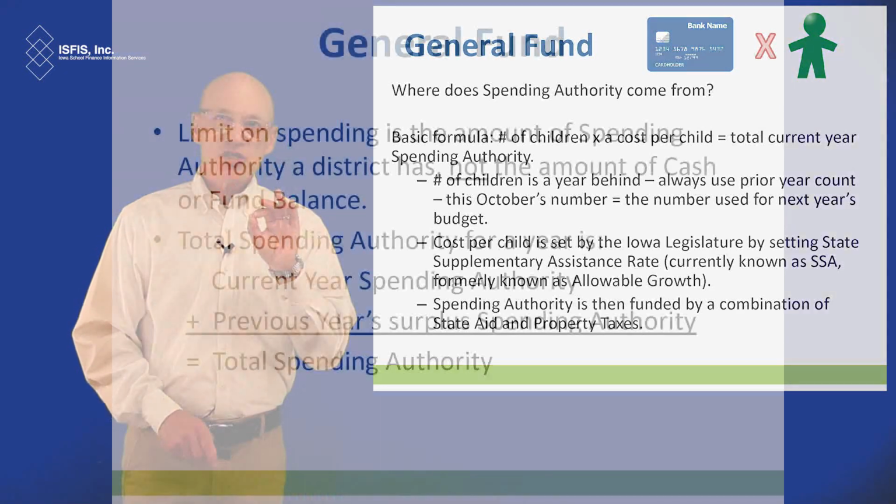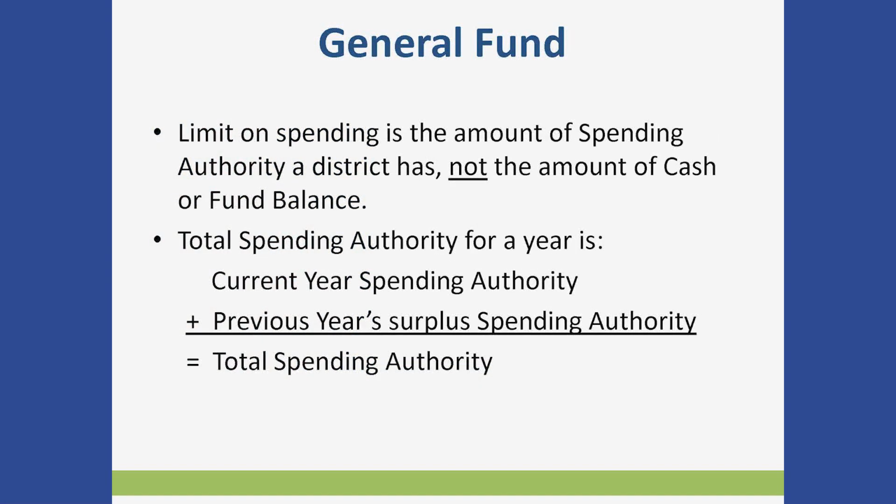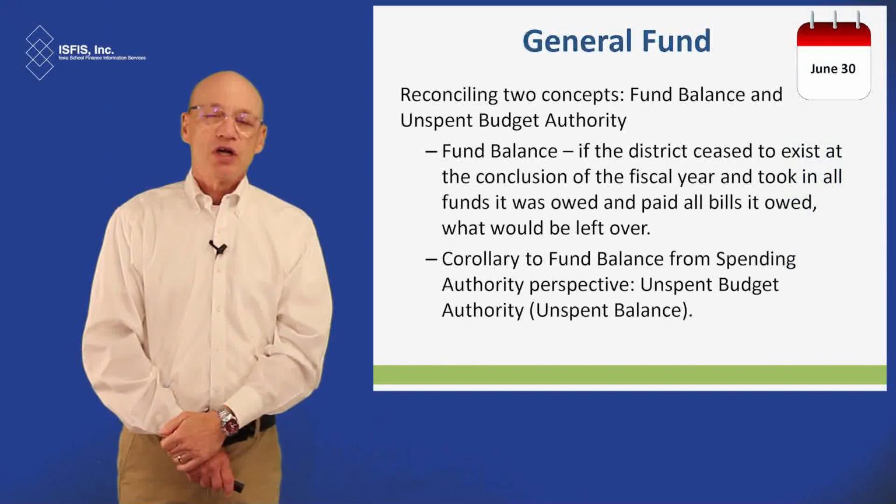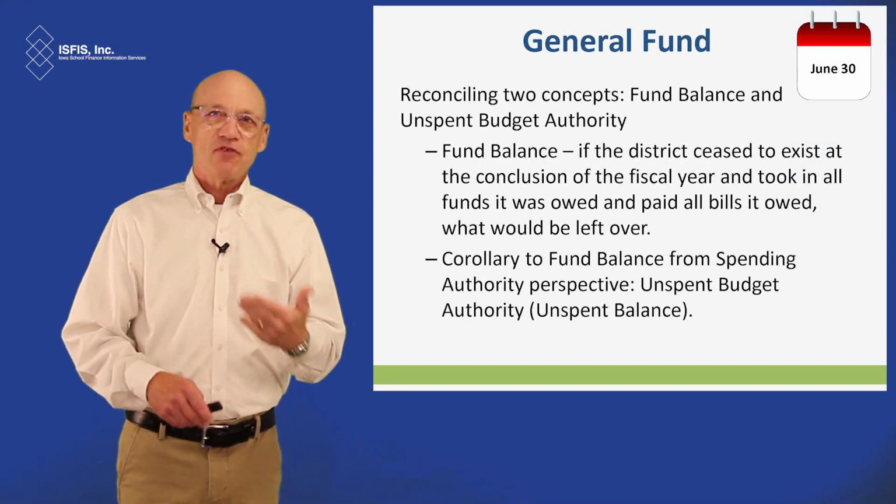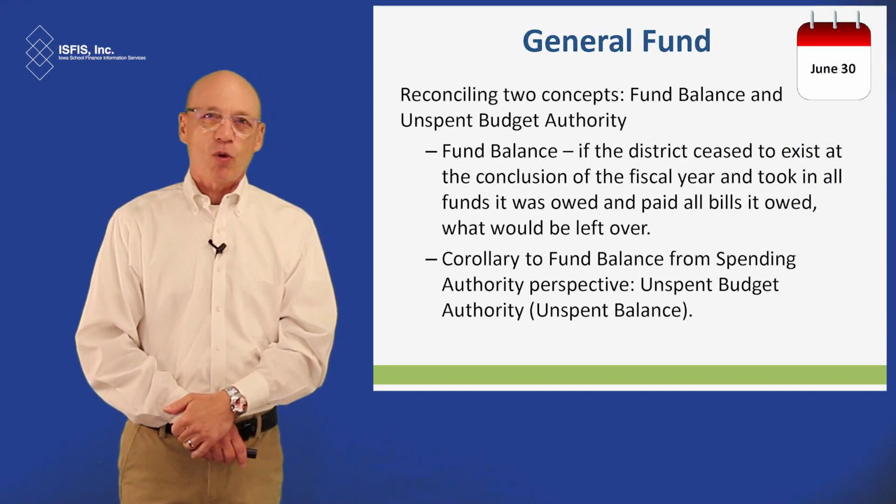So the limit on spending for the school district in the general fund is not how much cash the district has in the bank, it's how much spending authority the school district has. Total spending authority for a year is the current year spending authority amount, that credit card limit times how many students they have, plus any previous year's unused or surplus spending authority is the legal limit on the total spending for a school district.